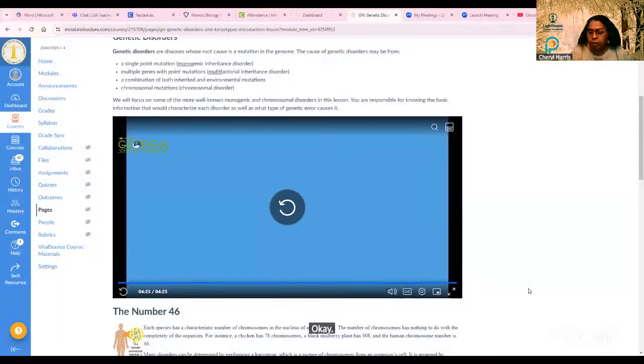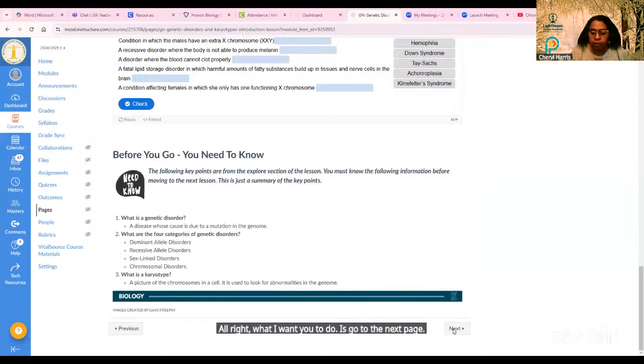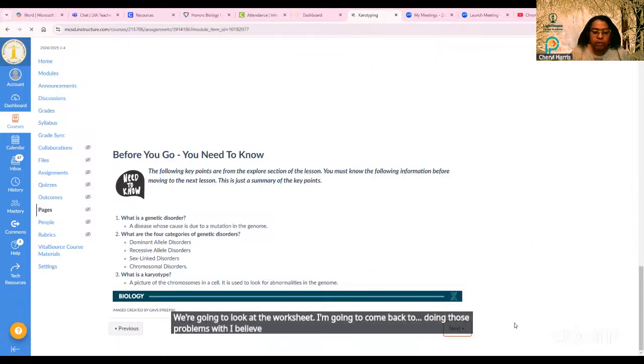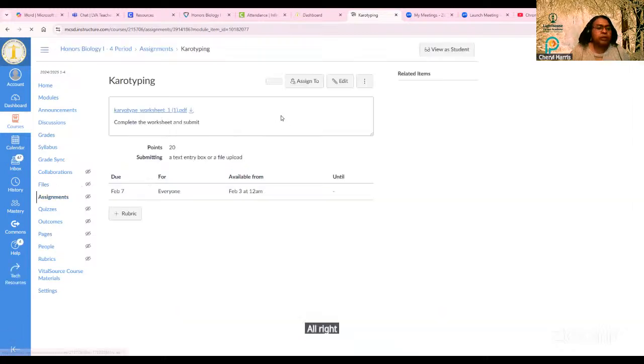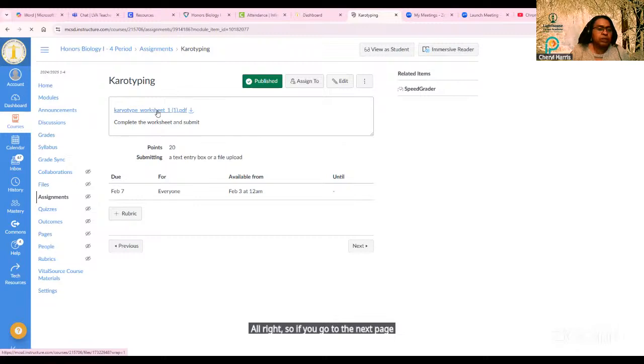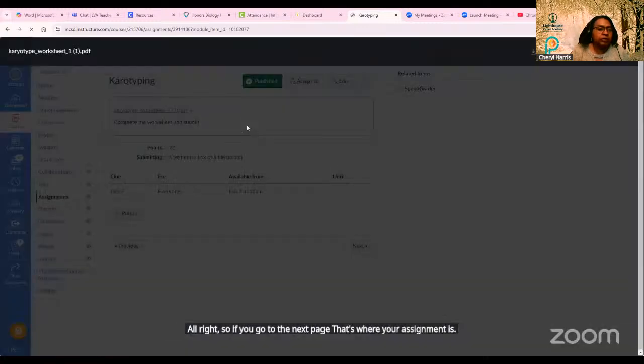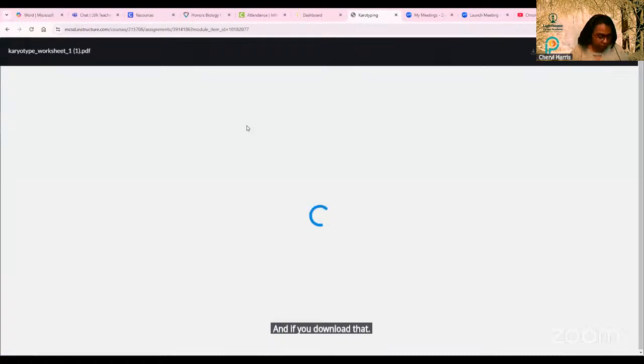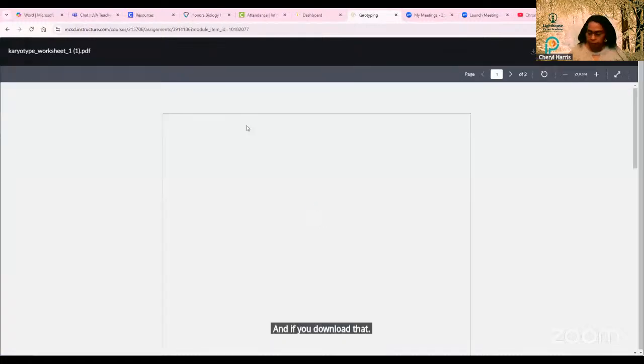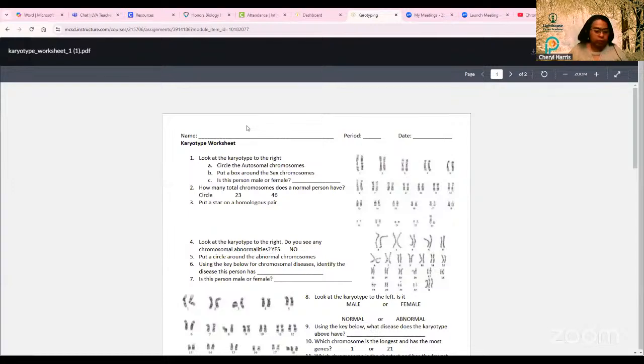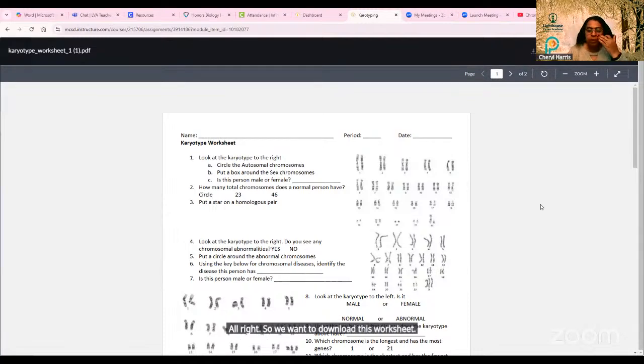All right, what I want you to do is go to the next page. We're going to look at the worksheet. We're going to come back to doing those problems, but I believe yours is in the module. All right, so if you go to the next page, that's where your assignment is. And if you download that, we want to download this worksheet and we want to answer it.